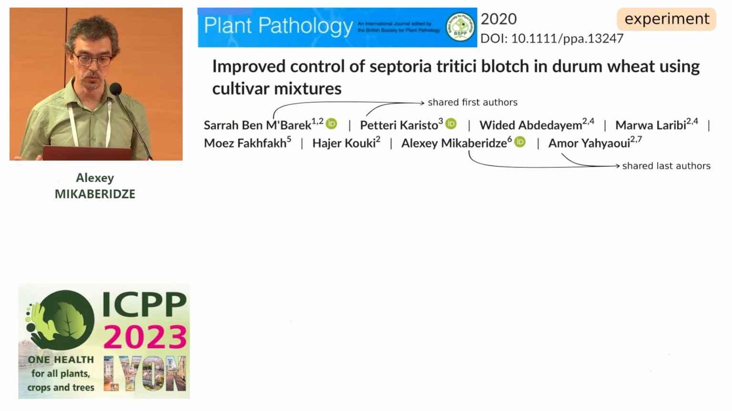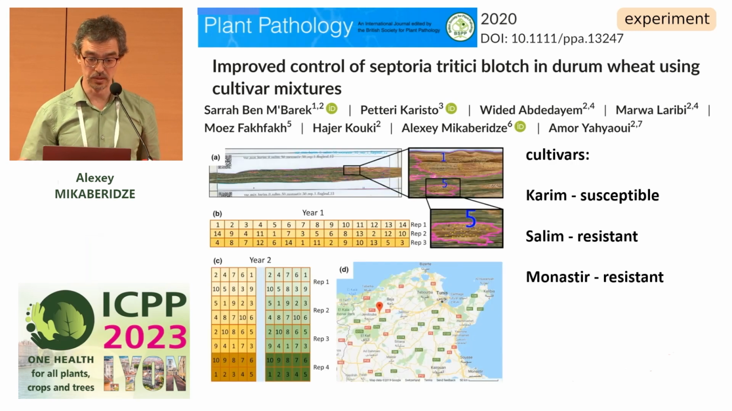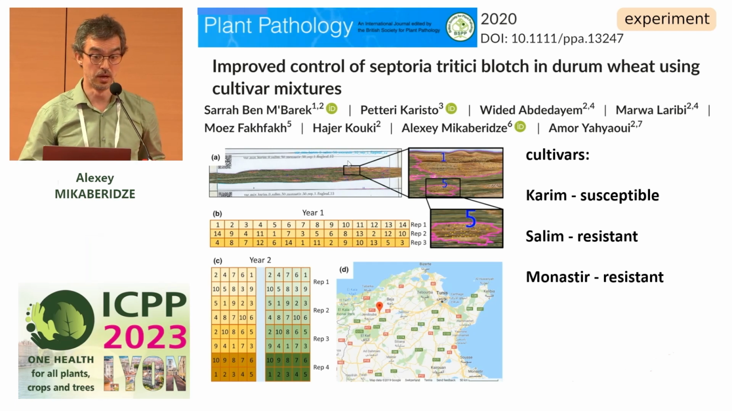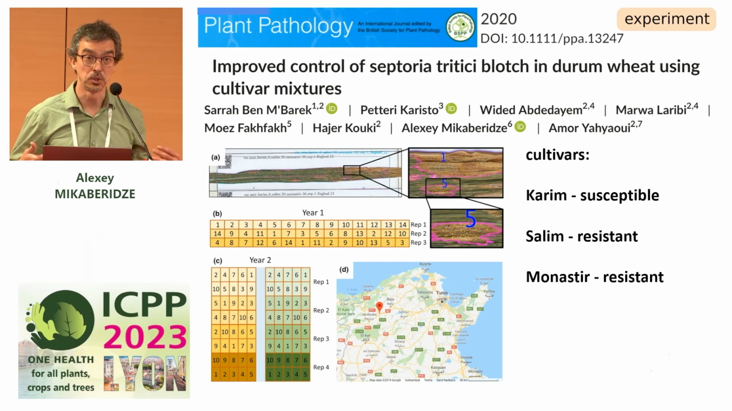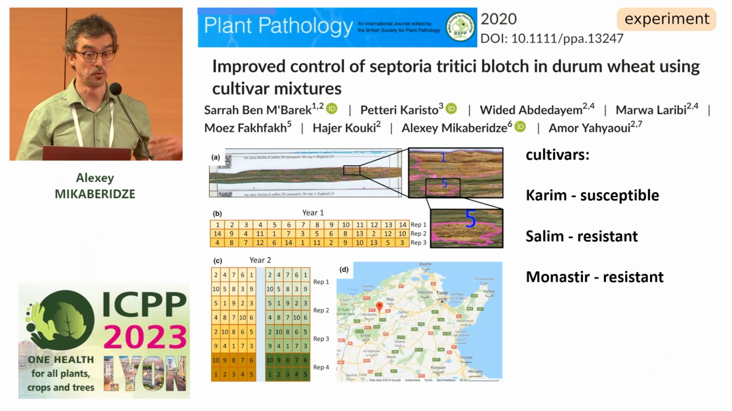This experiment was conducted on durum wheat in Tunisia, by the team led by Sarah Ben Barak. It was conducted at the BIOGER field experimental station in Tunisia over 2 consecutive years and 3 replicates. We used a new phenotyping technique, where we could collect large numbers of diseased leaves in the field and then use a computer program that identified the boundaries of lesions and counted the numbers of pycnidia within lesions. So we had very comprehensive measures of disease severity in this experiment.